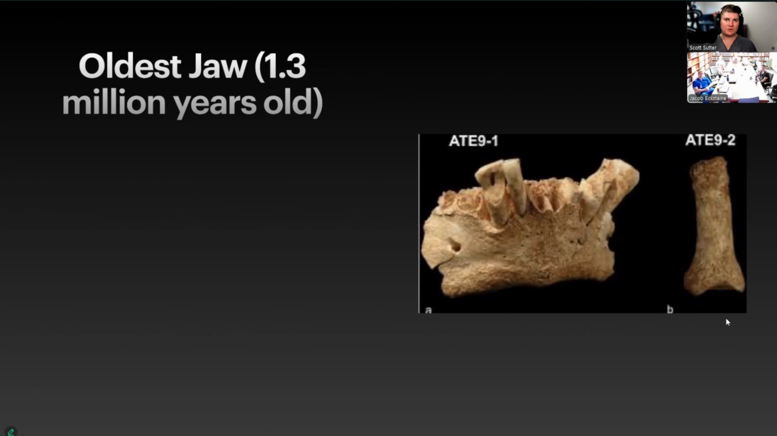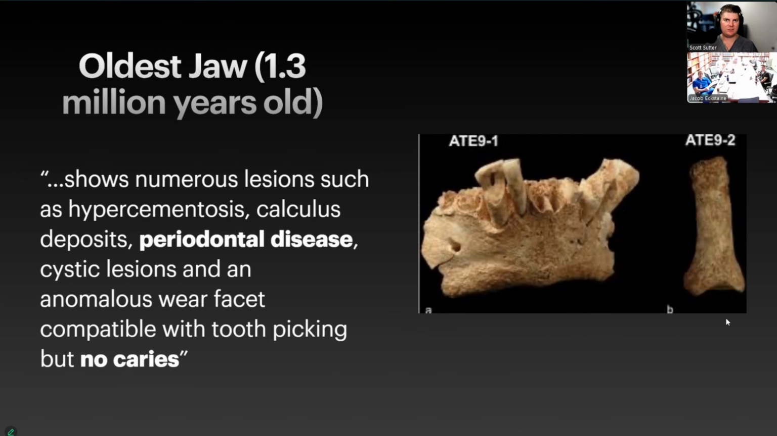Anyway, we'll start off here with the oldest jaw that we have, which is 1.3 million years old. And with this jaw, they have things like perio, calculus, hypercementosis, something called toothpicking wear facets, but there's no caries. So caries is actually not that old of a disease.